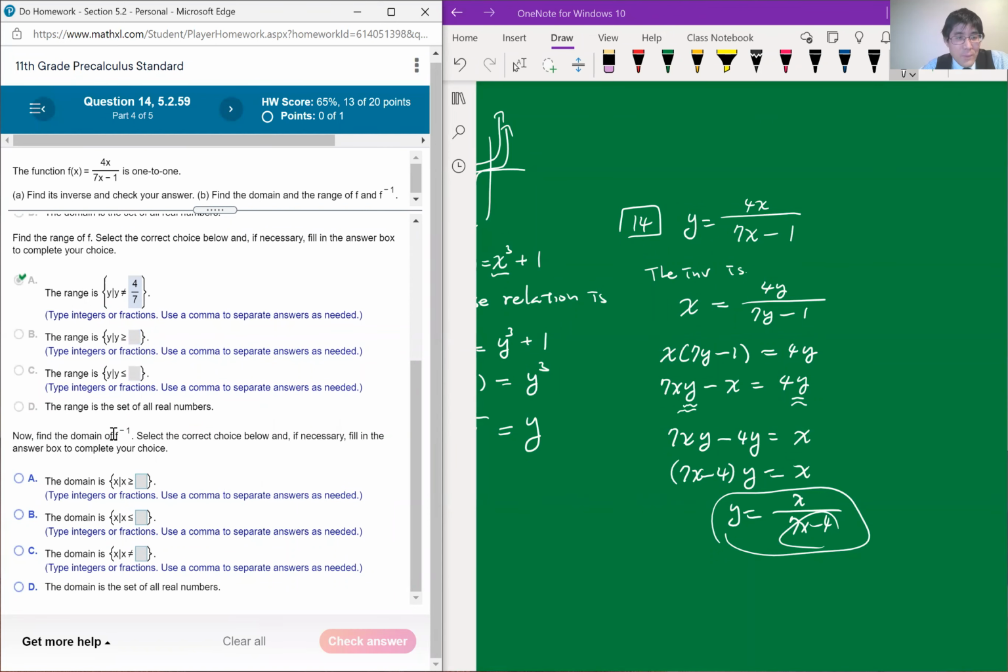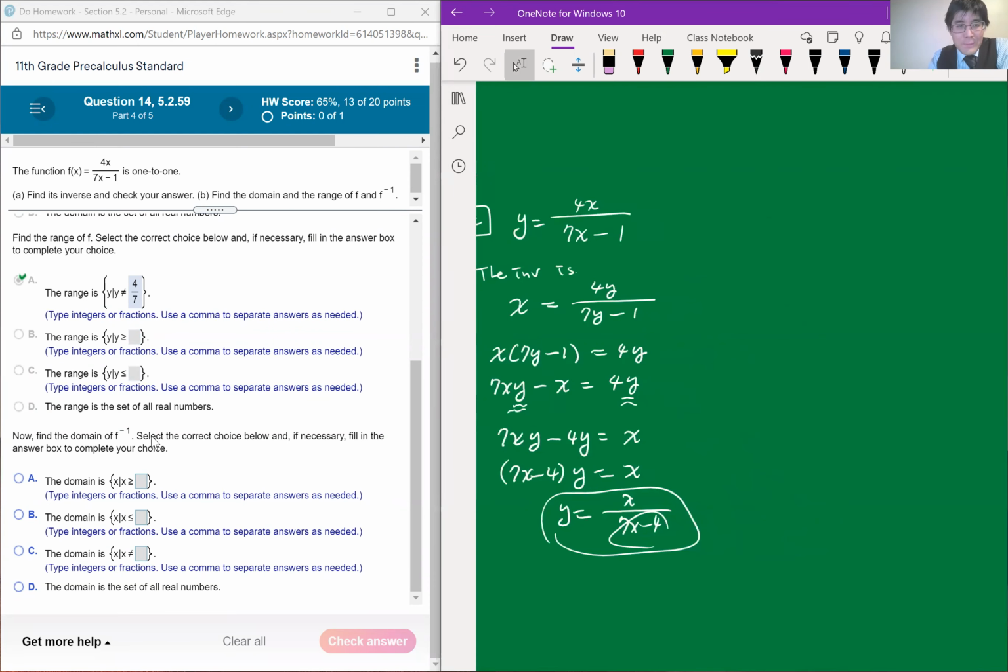The domain of f inverse is the same thing as the range of the original function. So I need to find the domain and range of the original function. To find the range, it's better to graph this one. The denominator is 0 when x is 1 over 7, so there's going to be a vertical asymptote. Since both numerator and denominator are degree 1, the ratio of the leading coefficients gives the horizontal asymptote at 4 over 7.